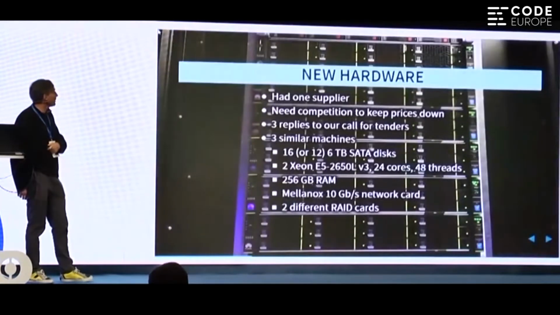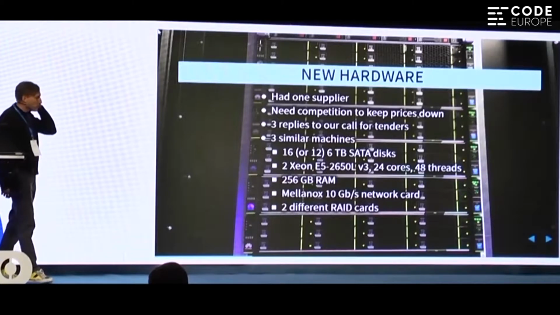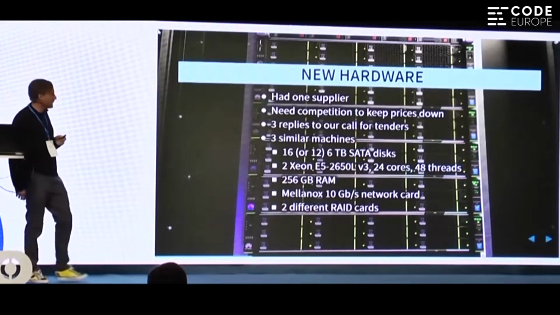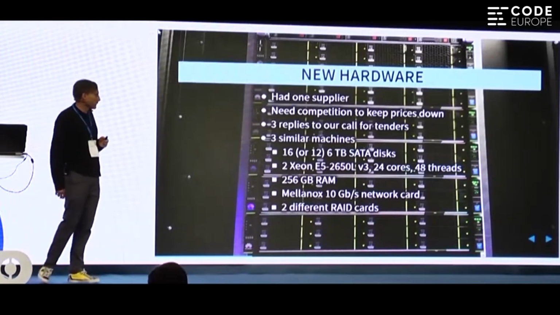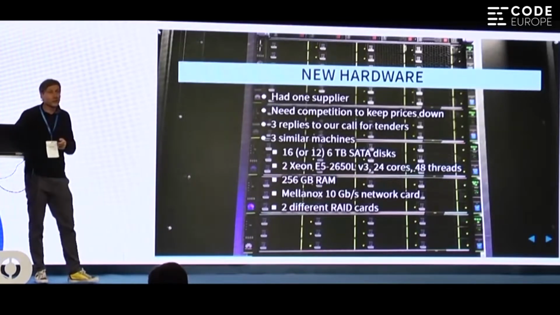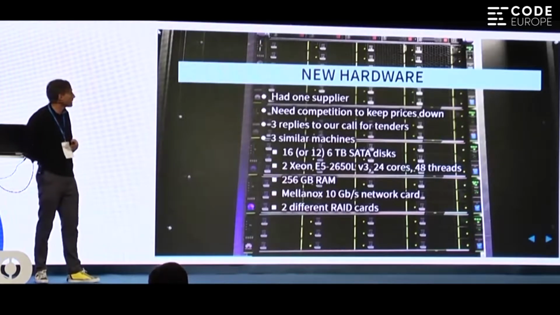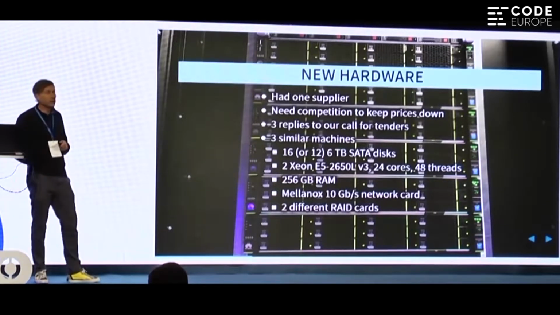So where are we at now? What we did was, up until then, we'd always use HP machines. But HP was getting more and more expensive because they knew that we always bought HP machines, so they had no reason to make an effort on the prices. So this time we did a call for tenders.